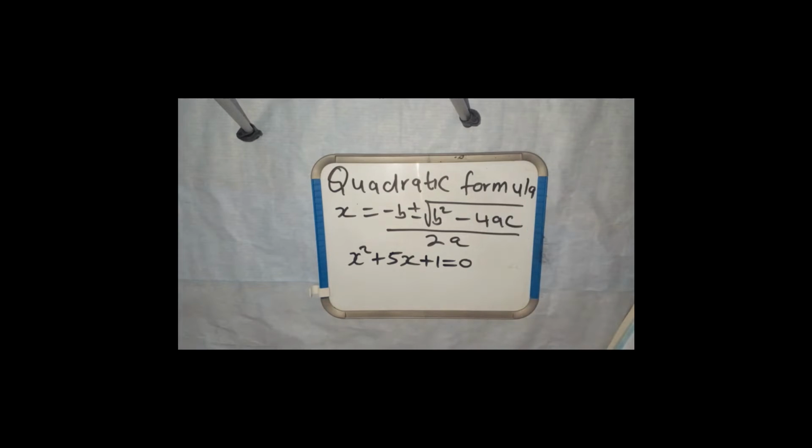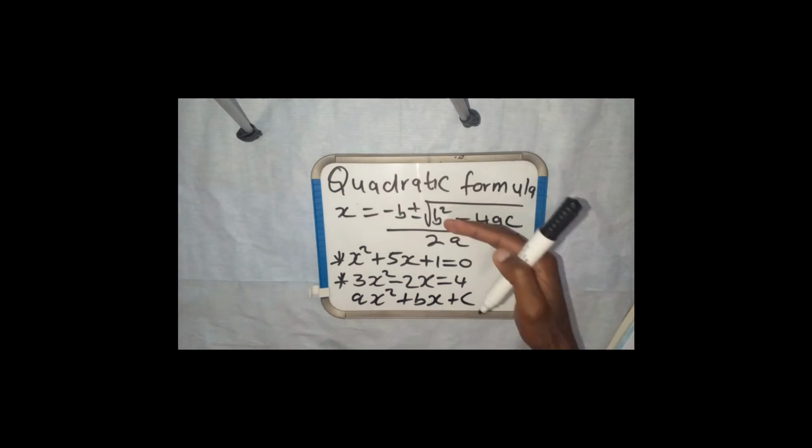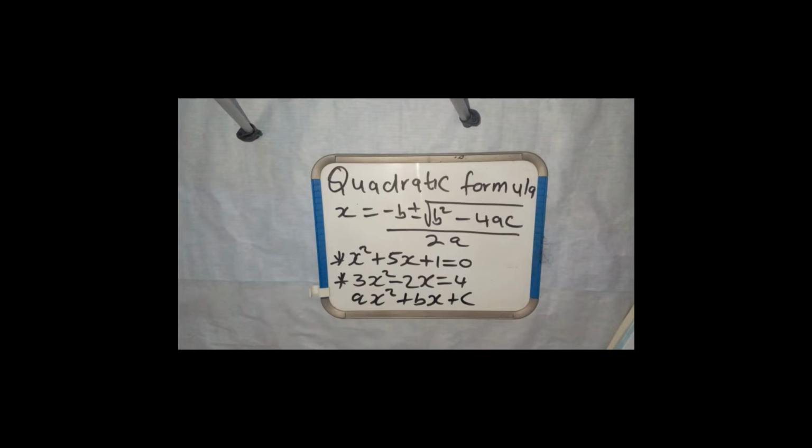And also, you need to understand that you might be given an equation like this: 3x squared minus 2x is equals to 4. So if you are given an equation like this, it is your job to make sure that you write that particular equation in the form of ax squared plus bx plus c. So I just want us to solve the two following equations using the quadratic formula. Right.